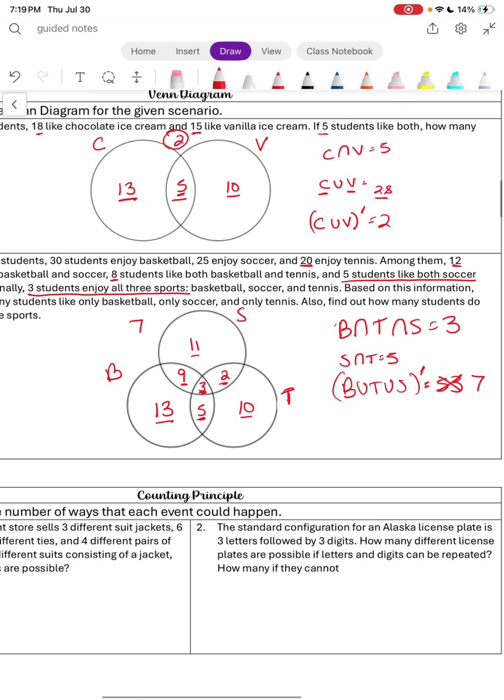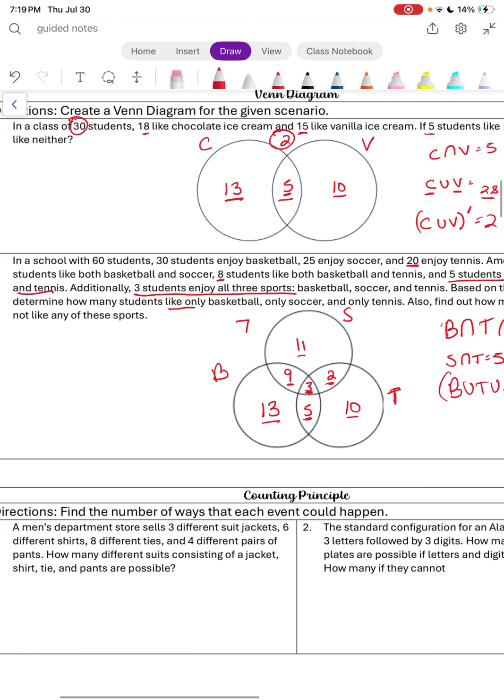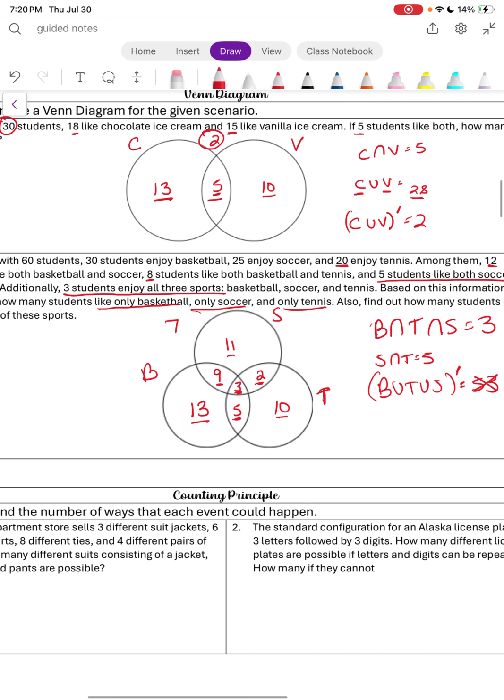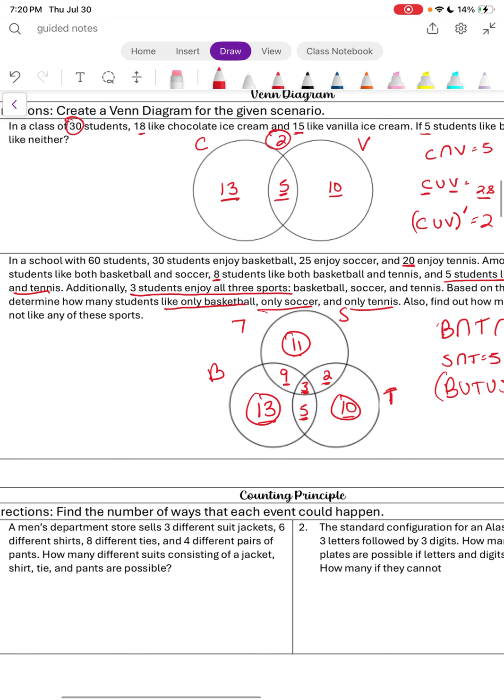So the question says, based on the information, how many students like only basketball, only soccer, and only tennis? Only basketball, 13. Only soccer, 11. Only tennis, 10. Then it says also find out how many students do not like any of the sports, and that would be these 7 students out here.